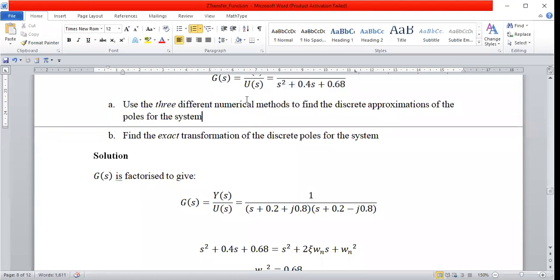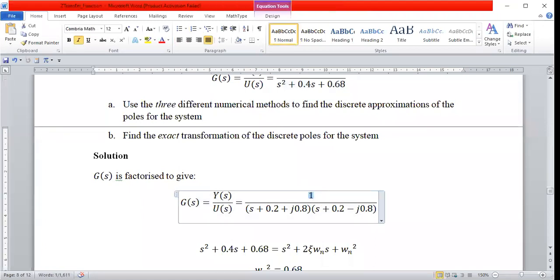So now we are asked to do this using the three methods, which are the forward rectangular rule, the backward rectangular rule, and the bilinear transformation. So that's what we are asked to do.